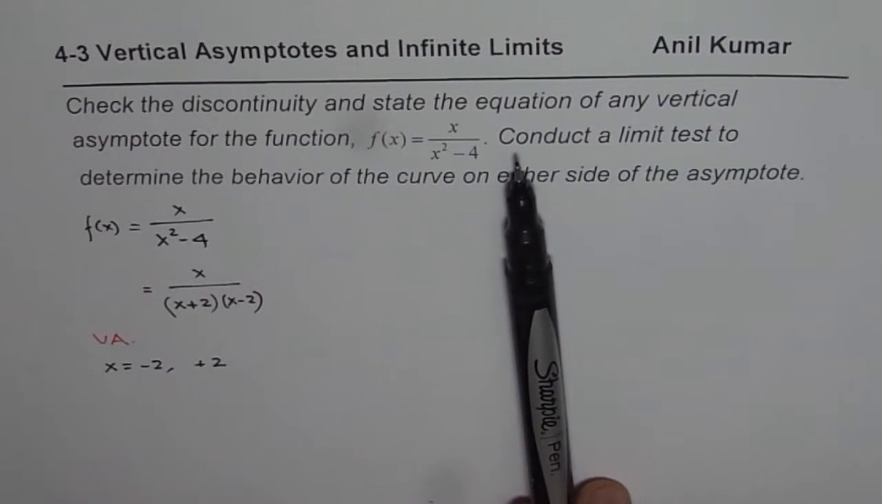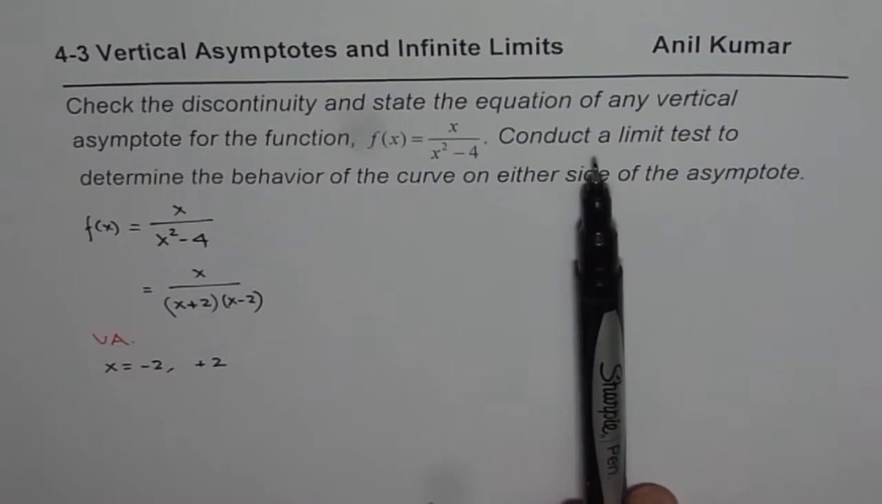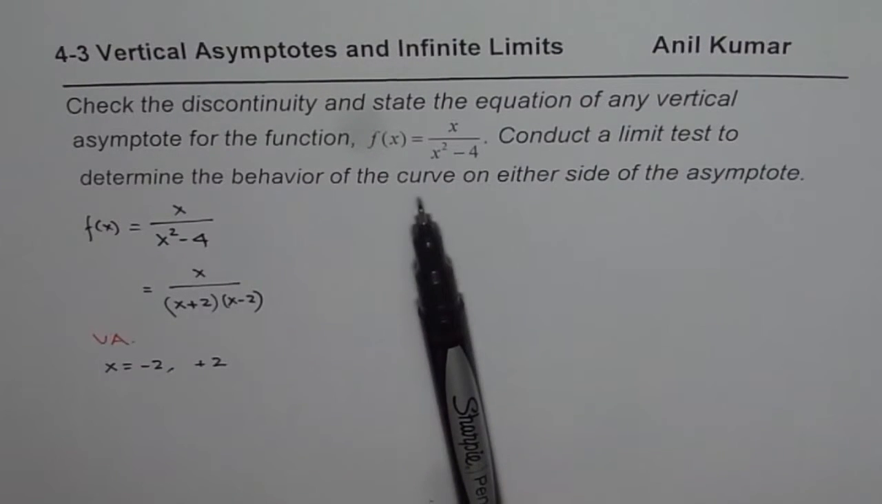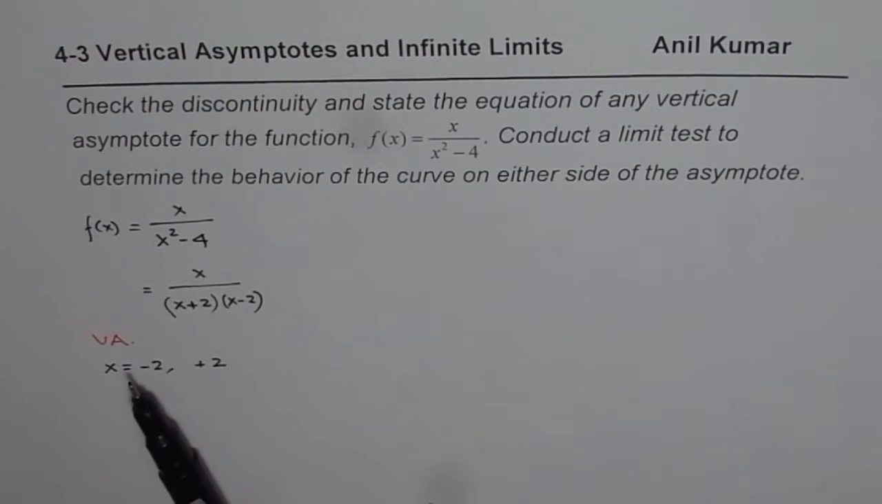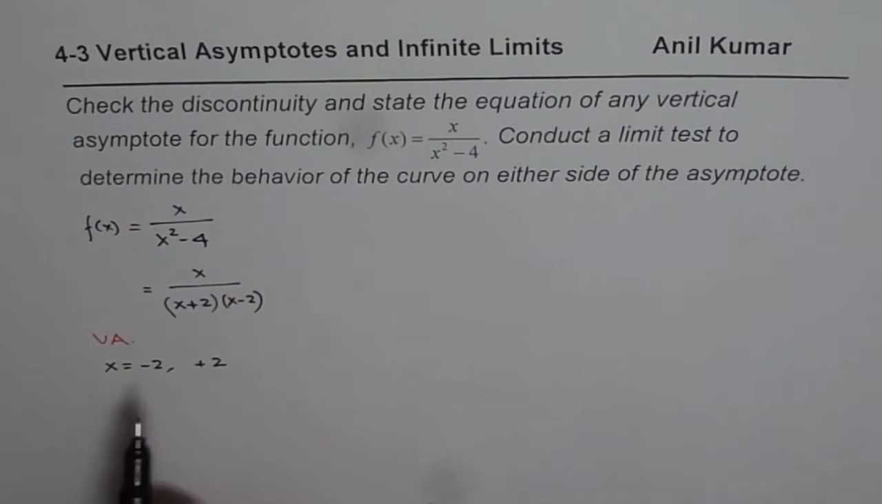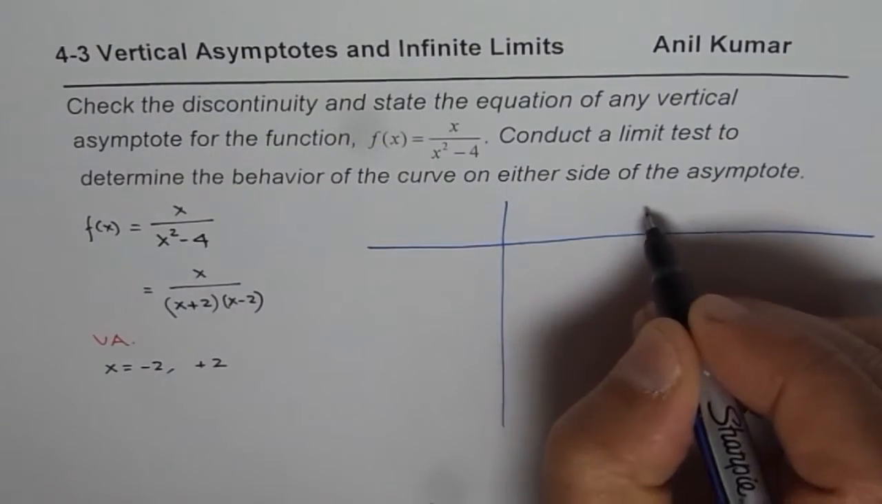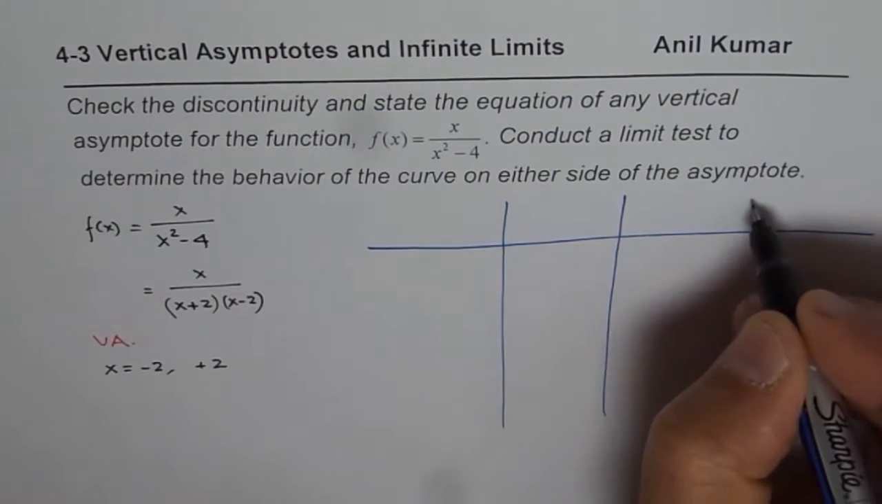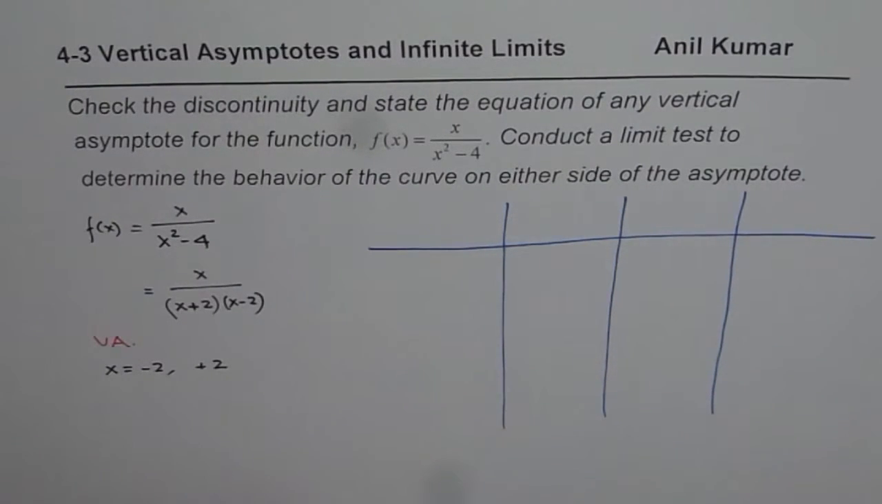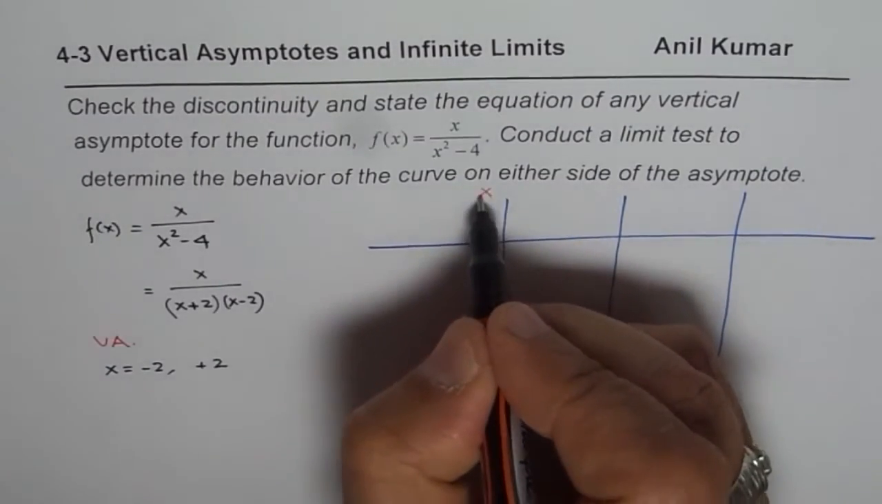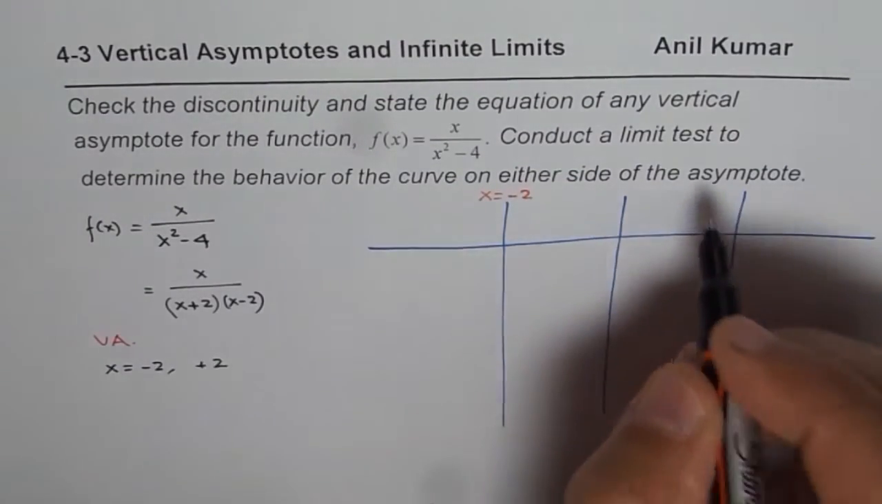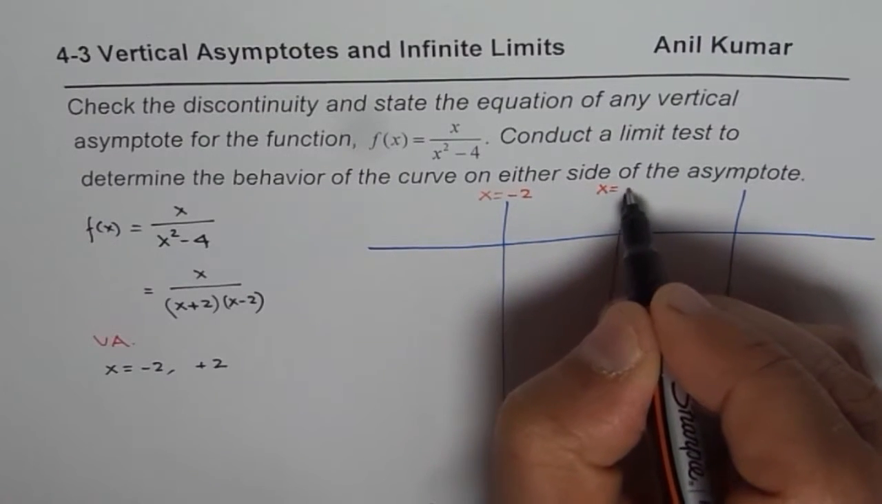Now the second part of this question is, conduct a limit test to determine behavior of the curve on either side of the asymptote. Now we know clearly that at a vertical asymptote the value of the function approaches infinity as x approaches minus 2 or plus 2. Now we need to make sure whether it approaches plus infinity or minus infinity. To check that, we can make a kind of a table. We have two asymptotes. So the first one, let us say, is at x equals minus 2. The other one is at x equals plus 2.